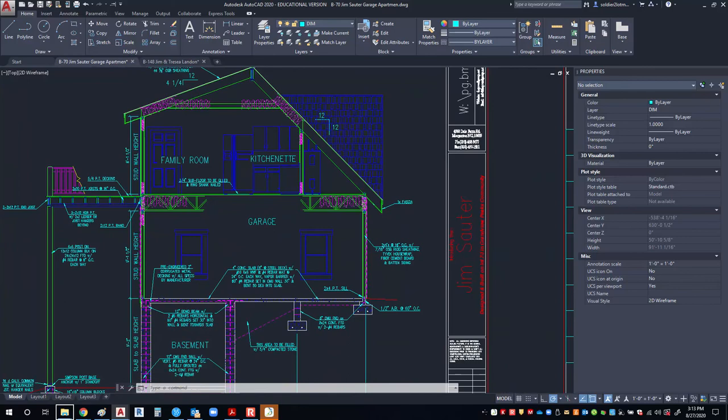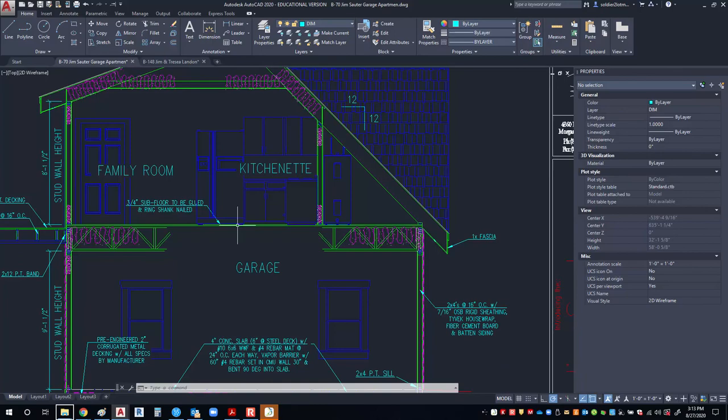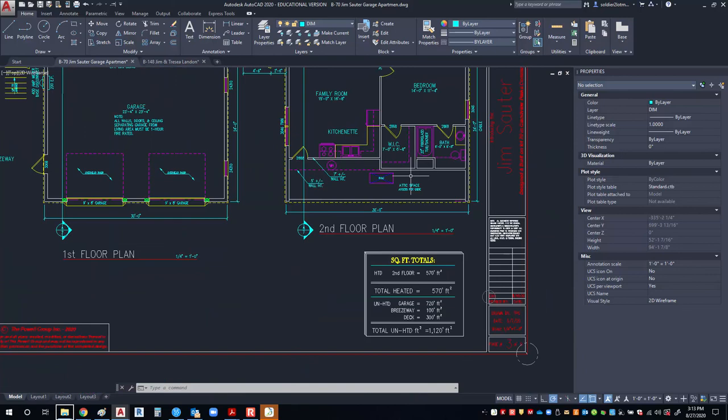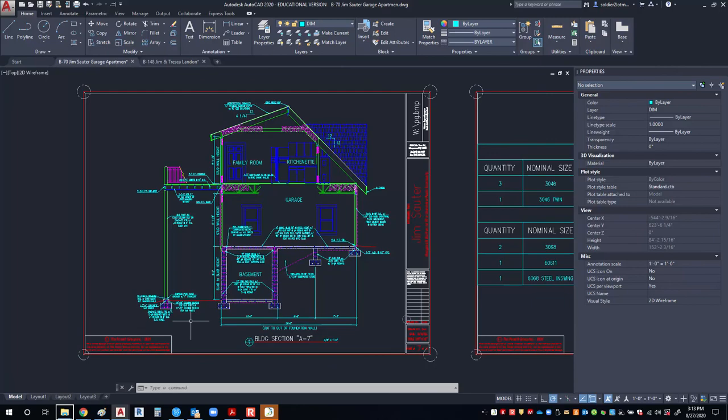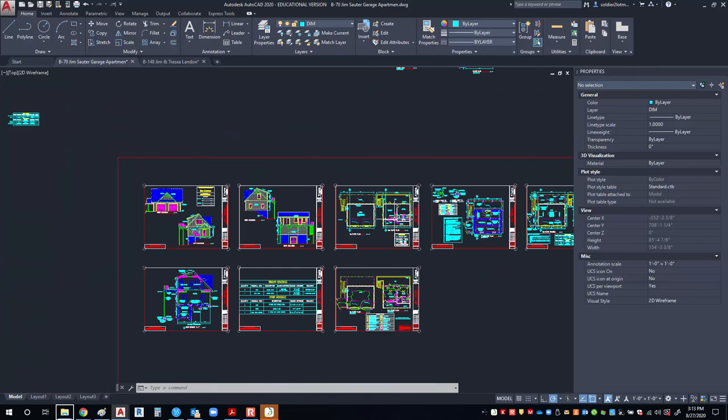But on that, I didn't really show it. I just went ahead and showed the kitchenette and that door in the family room and the water heater that is in this section here. I left off that door. It's not important. So that gives you an idea of what a building section looks like. That means that we basically cut this building in half and draw what we see in there.